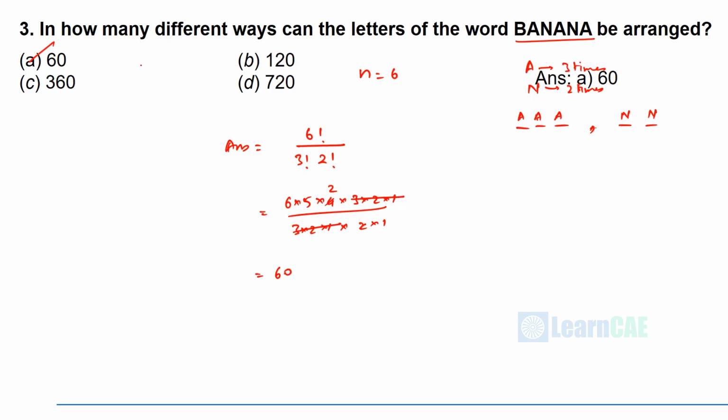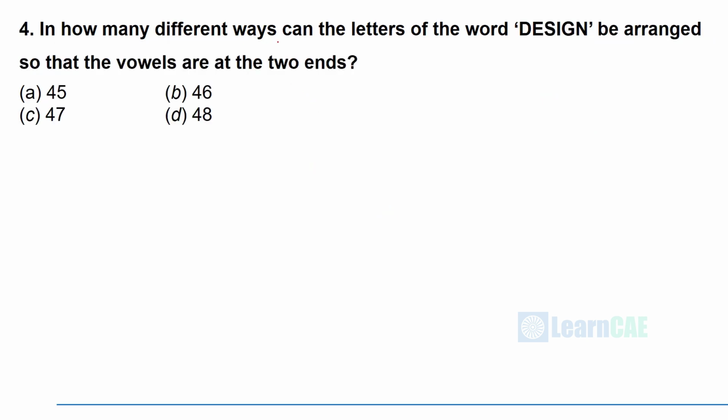Okay. Next question. In how many different ways can the letters of the word DESIGN be arranged so that the vowels are at the 2 ends? Okay. There are 6 letters here. Therefore, there are 6 spaces: 1, 2, 3, 4, 5, 6. So vowels are at the two ends. The vowels are E and I.